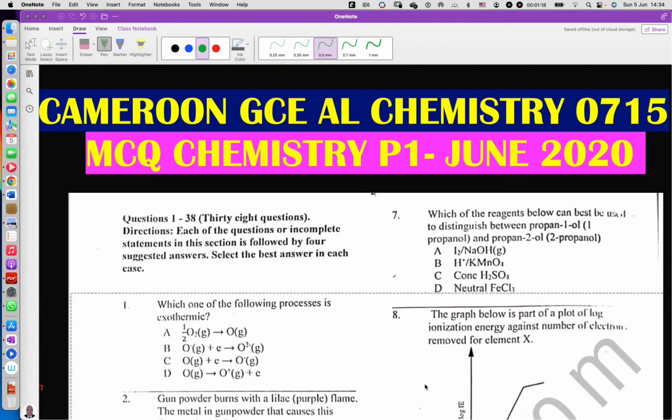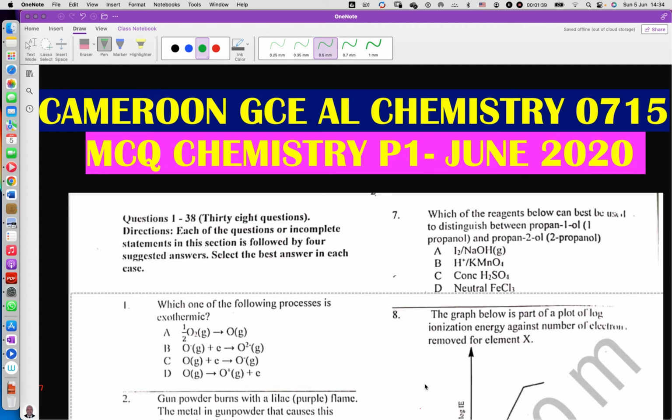We will be starting with question number 1. Which one of the following processes is exothermic? There are 4 reactions there.